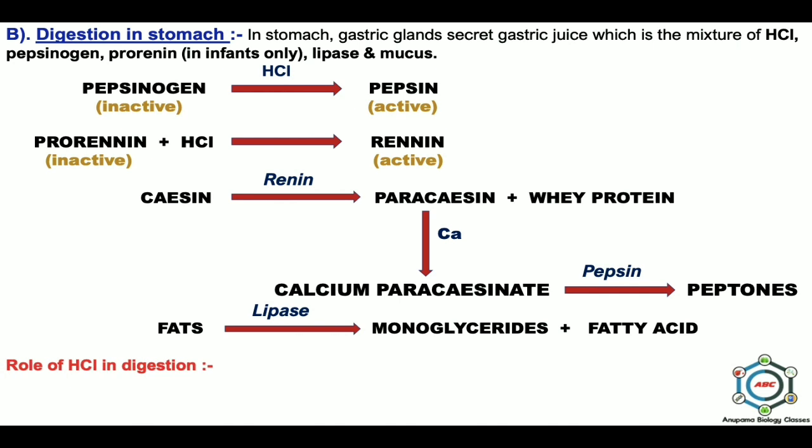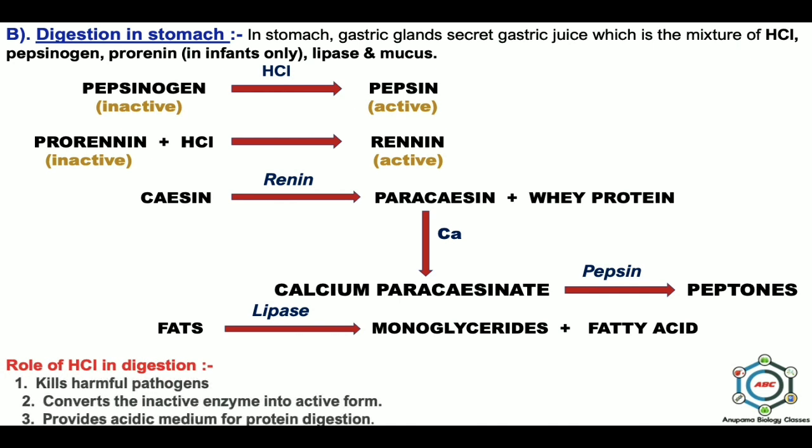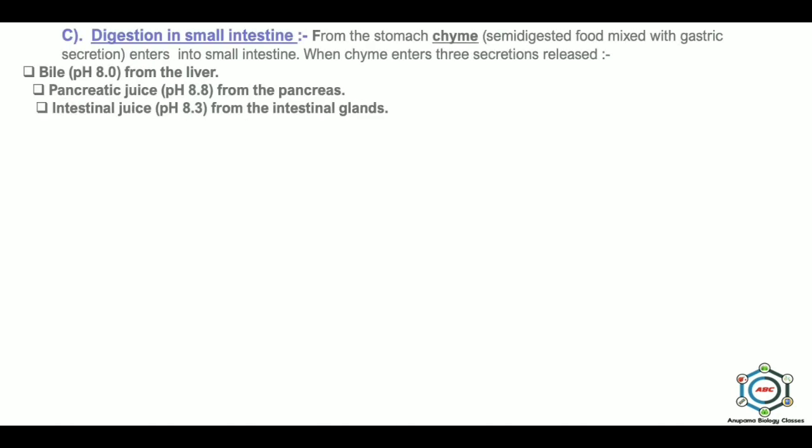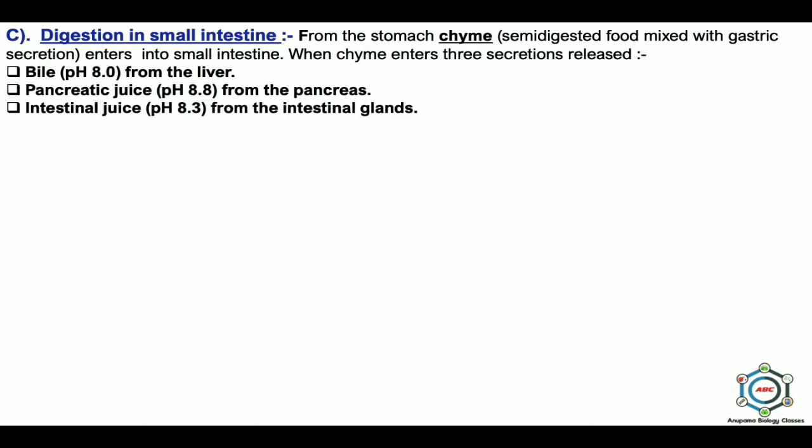So, what is the role of the HCl in the digestion? The role of HCl is, at first, it kills harmful pathogens, then converts the inactive enzymes into active form, and after that provides acidic medium for the protein digestion. No digestion of carbohydrates occurs in the stomach. After the stomach, food enters into the small intestine for the complete digestion.